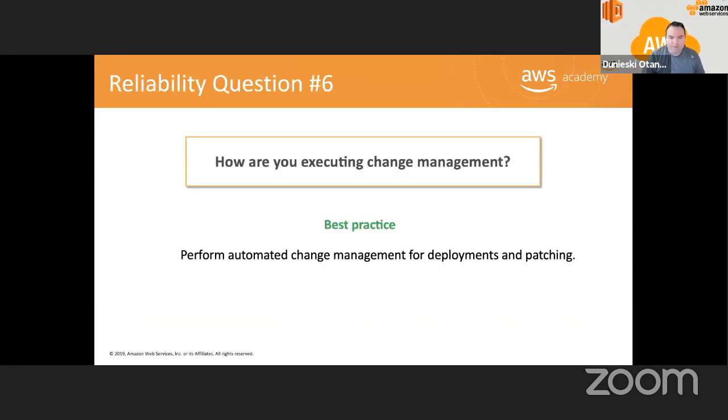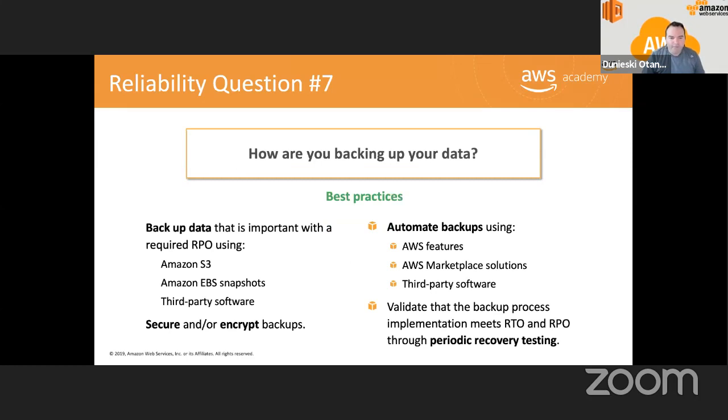Okay, so those are the best practices. How are you backing up your data? Back up data that is important, which requires an RPO, recovery point objective. Remember that's the data that you are willing to lose, right? Amazon S3, Amazon EBS snapshots, third-party software. If I'm working in the cloud, I'm not a fan of third-party solutions. If I have my solutions in S3 and all the services in AWS, it is extremely cheap. So I don't know, it's up to the company, right?